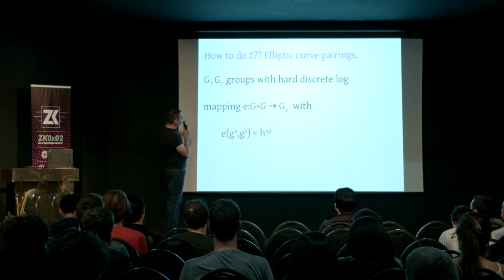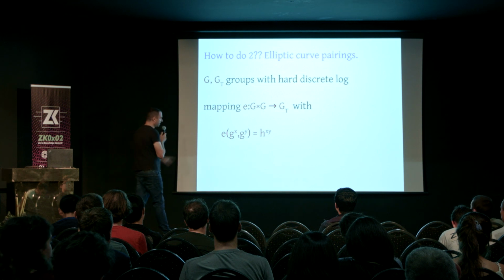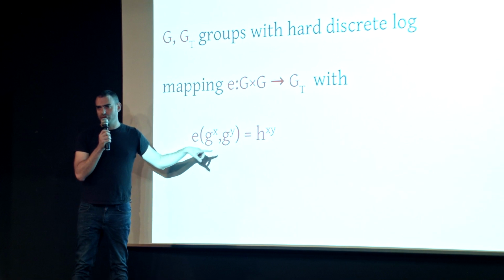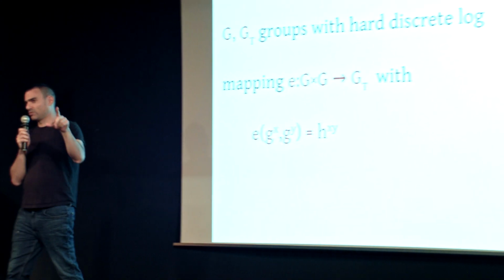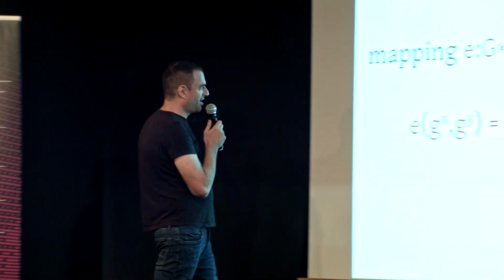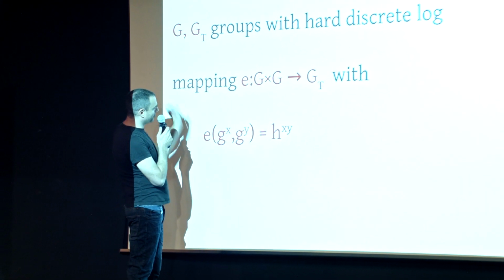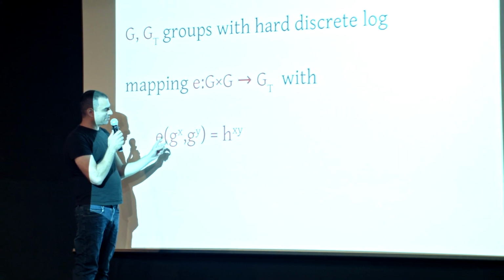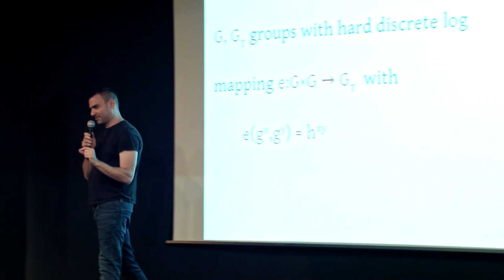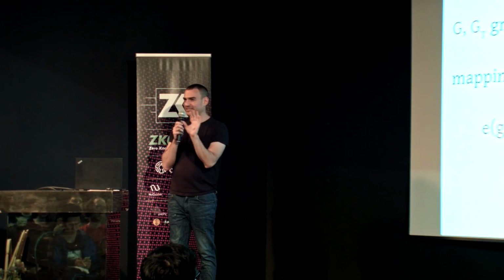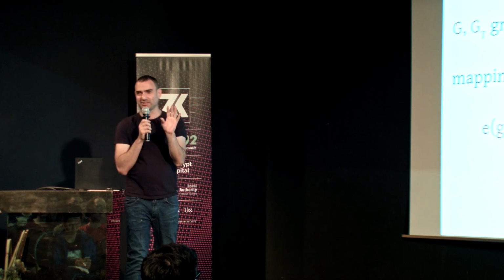You have two groups, G and what's called the target group GT. And the discrete log is hard in these groups. So if I show you g to the x, you can't find x. I show you g to the y, you can't find y. But these groups have this magical property that you could say partially contradicts the classic Diffie-Hellman protocol.